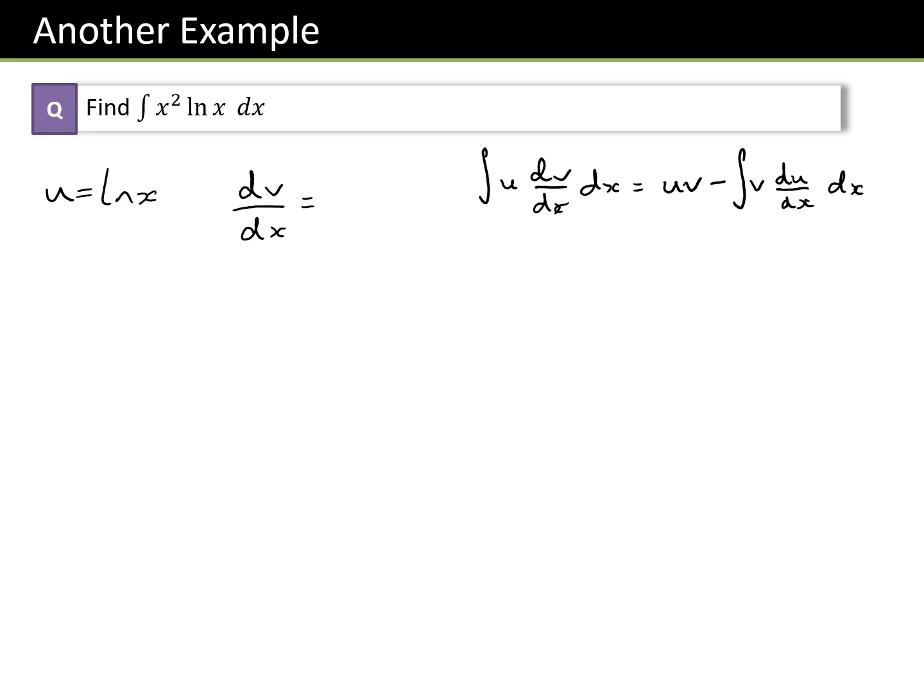Otherwise, go for the x's. Okay? So, I'm going to tidy this up because I put that in the wrong place. So, if you're ever picking what to differentiate, if there's a natural log, differentiate it. If there isn't a natural log, pick the other thing. Okay?